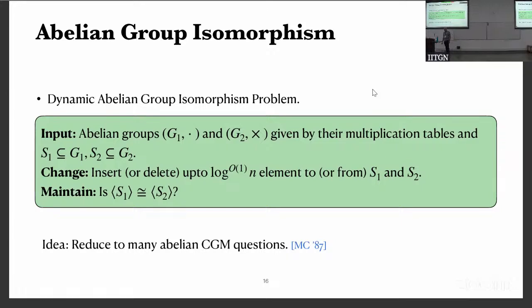So the idea is to reduce this to several CGM questions that we saw how to solve in the previous slides. This is based on a reduction from McKenzie and Cook from a long time ago.